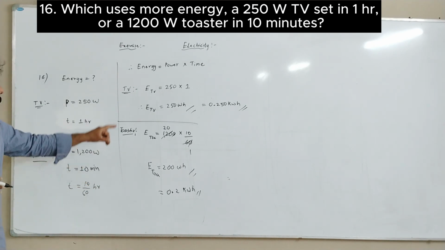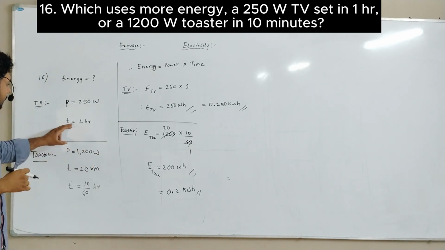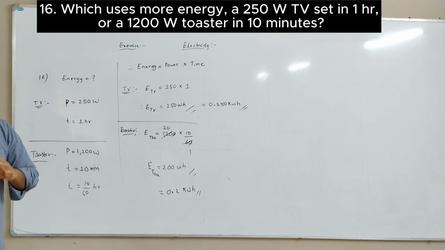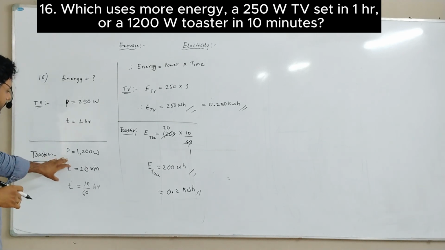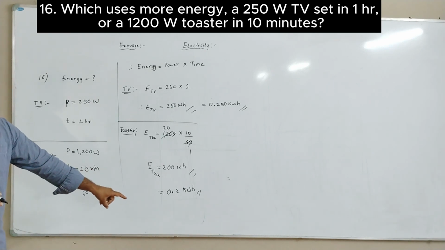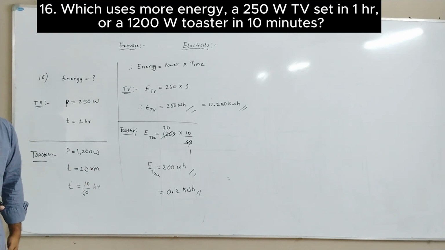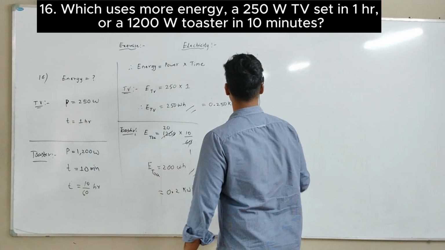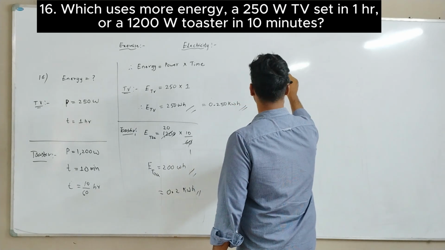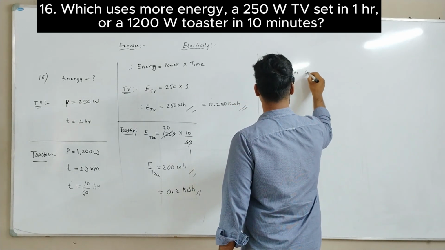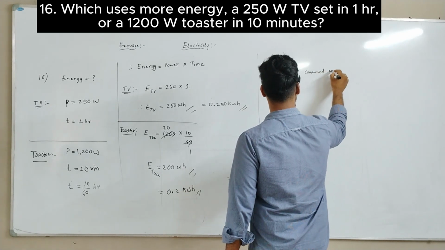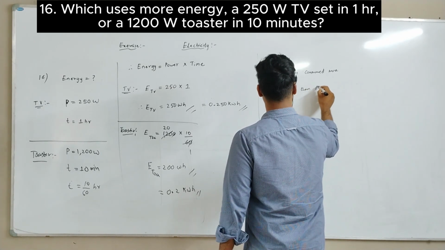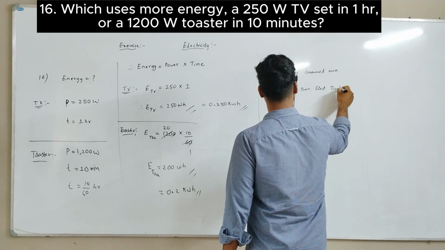If you use it for more time, definitely it would beat that. Getting it? They have used the TV for 1 hour, so it has used 0.25 kilowatt hour of energy, and the power of this is 1200 watt, but used for just 10 minutes, so it has used 0.2 kilowatt hour. Any doubts? Remember this new formula now, okay? Energy is equal to power into time. So you can write the conclusion as: therefore, TV has consumed more energy than electrical toaster.